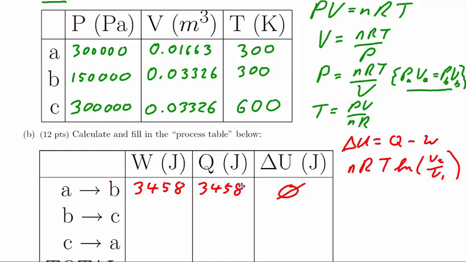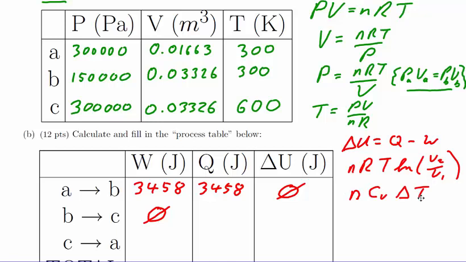Next we examine B goes to C. B goes to C is a constant volume process, and a constant volume process also has a 0. The 0 for a constant volume process is the work, because work is pressure times change in volume, and we didn't change the volume. Therefore, for the constant volume process, the heat and the change in internal energy are the same number. The formula for either one of these is nCV delta T.